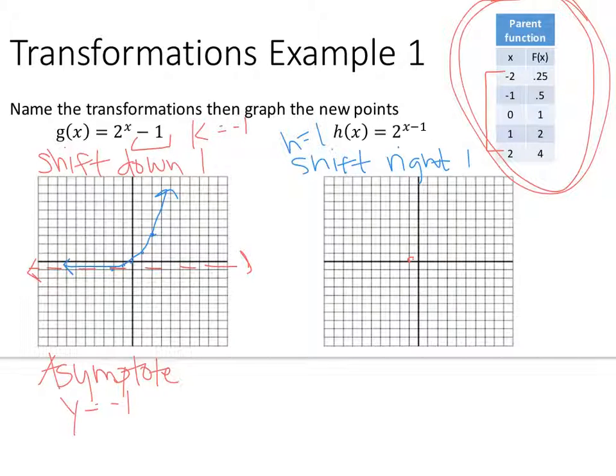(-1, 0.5) will be (0, 0.5). (0, 1) will be (1, 1). (1, 2) will be (2, 2). And (2, 4) will be (3, 4). So I still have this same shape. It's just shifted over 1. Here, my asymptote's going to stay at y equals 0 because I did not shift the graph up or down at all. So draw in my dotted line over the x-axis.